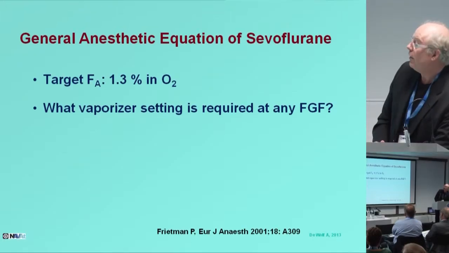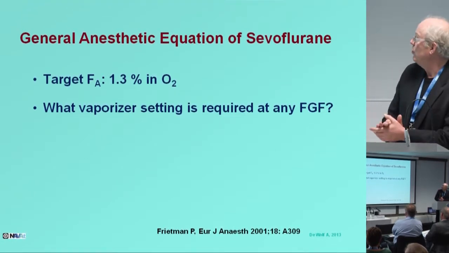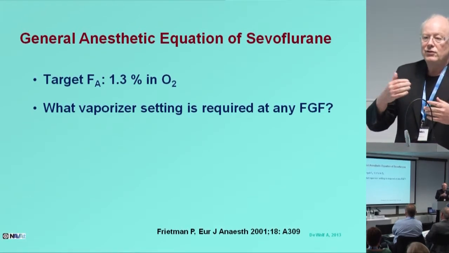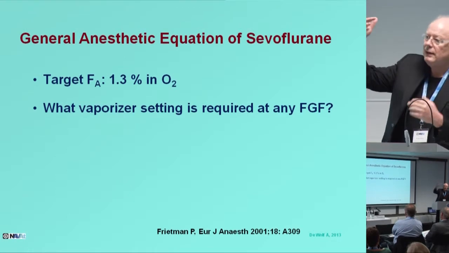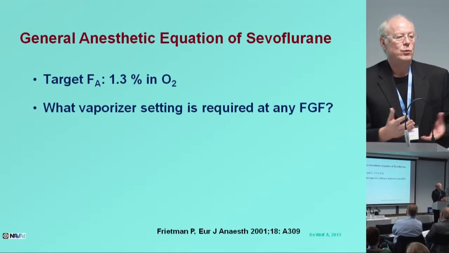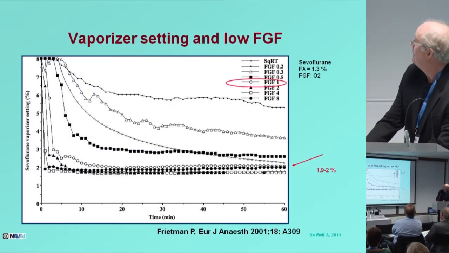Another study that we did, which was only published as an abstract, was the general anesthetic equation of sevoflurane. What did we do in that study? Well, our target FA was 1.3% of sevoflurane in oxygen. And then we asked the question, what vaporizer setting is required at any fresh gas flow? So we went from fresh gas flows of 0.2 to 8 or 10 liters per minute, and we looked at the vaporizer setting required to get 1.3 alveolar partial pressure. And this is what we found.